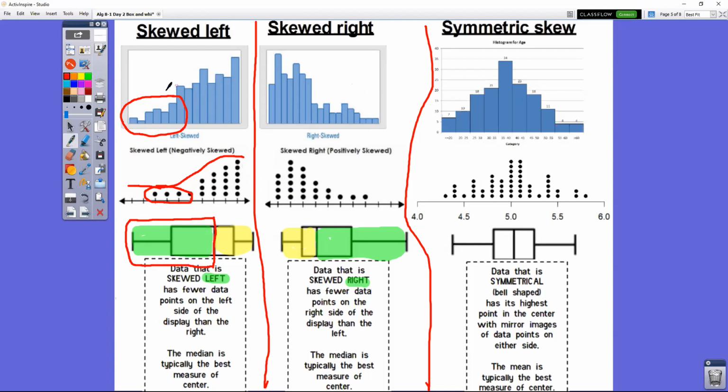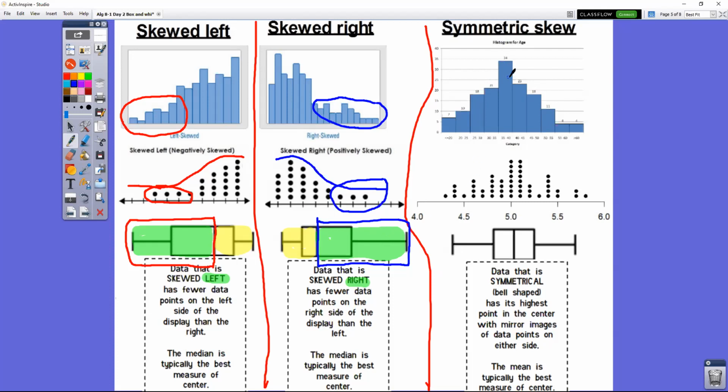Here, these are all skewed right. Notice the bottom of our hill is over to the right. These are all being skewed to the right. Notice that our middle number is right here. So half of our data is all in this area. Are the yellow and the green the same? No, our data is being skewed to the right.